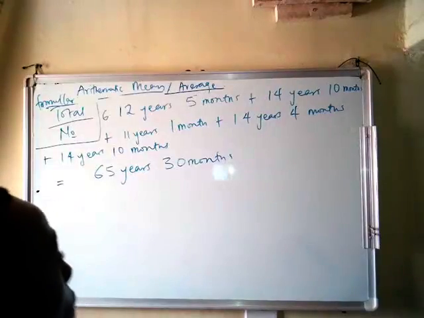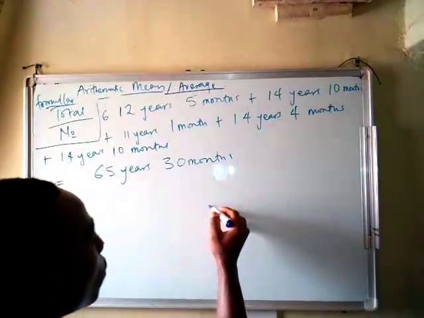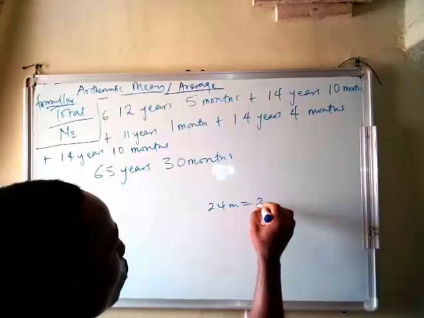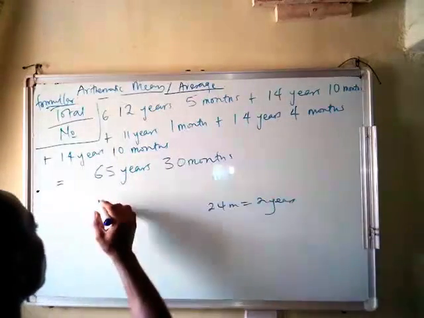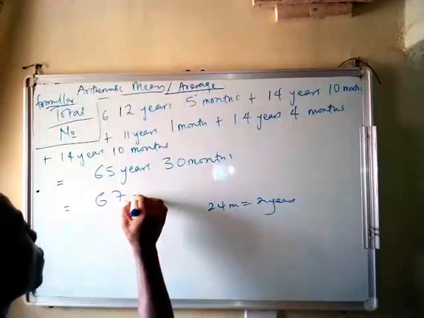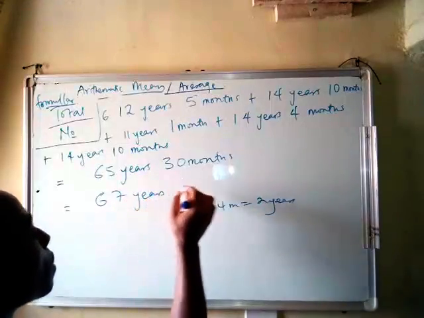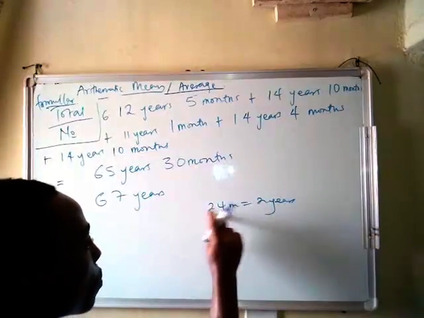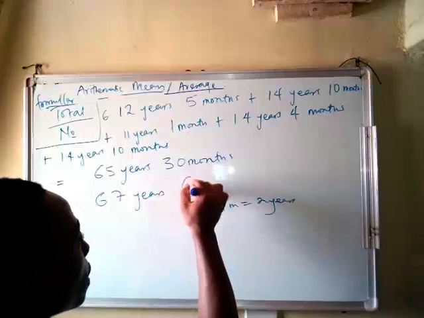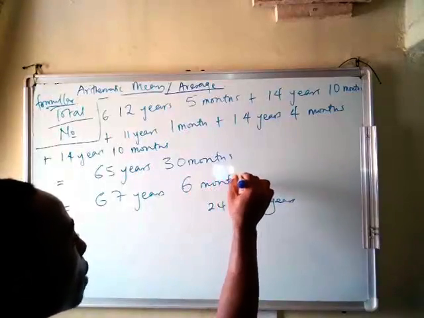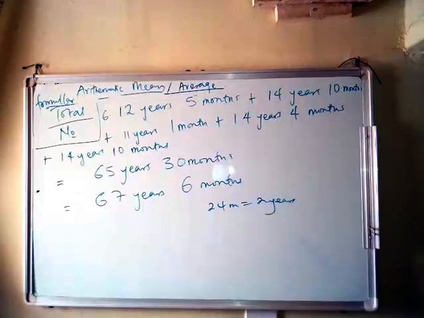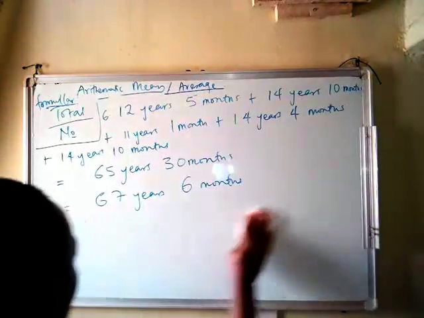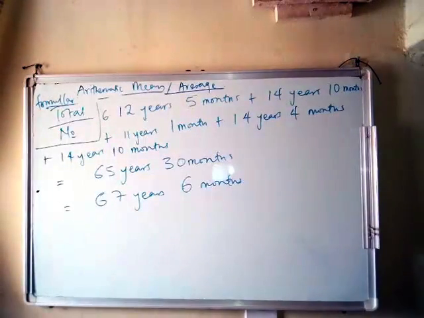So that 24 months will give you 2 years. So these 2 years, we'll add over to here. So we're going to have 67 years. The remaining months to get up to 30 is 6 months. Are you saying that? Very good. So 67 years, 6 months. 67 years, 6 months. Very good. So that's what we have.